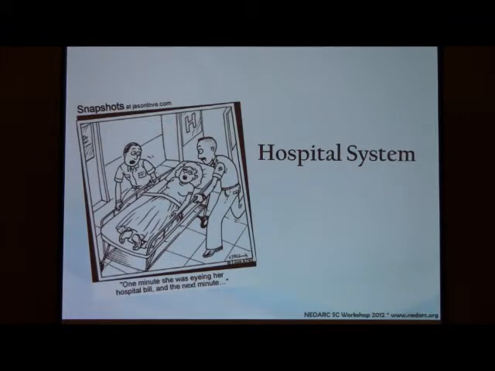Okay, so then you will want to talk about your hospital system. So again, remember, these examples are just super compressed ideas.